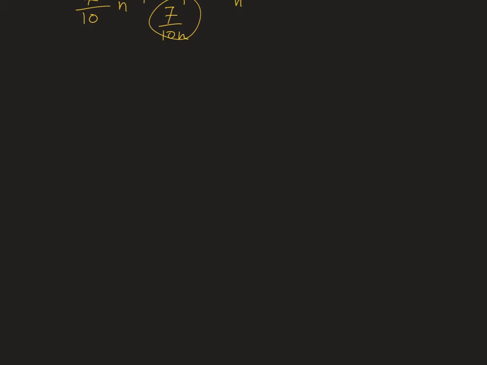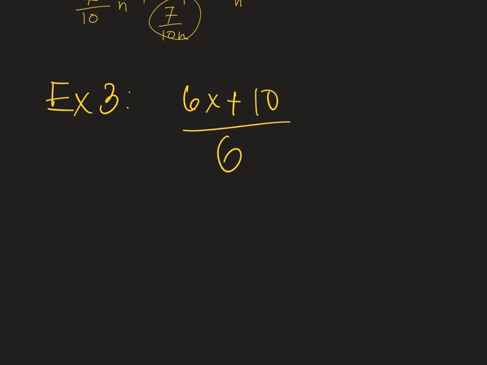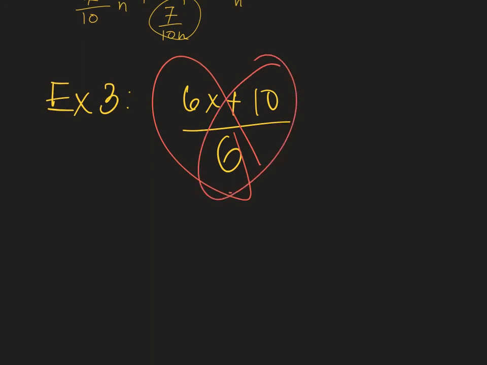And a little harder problem, example 3: 6x plus 10 over 6. It's not as hard if you think about it. I tell everybody to try this: distribute the 6 to both of these. Kind of looks like a butterfly, so I call it the butterfly effect. 6x divided by 6, and then plus 10 divided by 6.